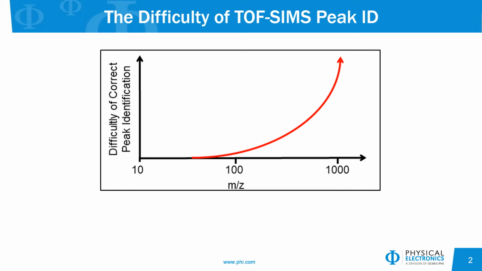So the primary difficulty in TOF-SIMS analysis concerns peak identification. In particular, as the mass to charge ratio of an ion increases, the difficulty of identification of that ion grows exponentially. In particular, at above approximately a mass to charge ratio of 150, the identification capability of TOF-SIMS alone falls apart.